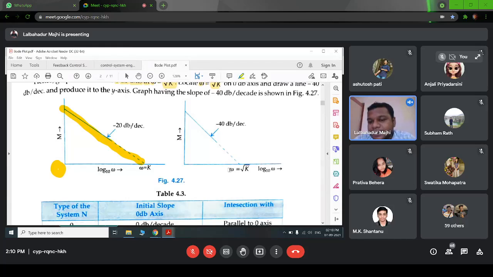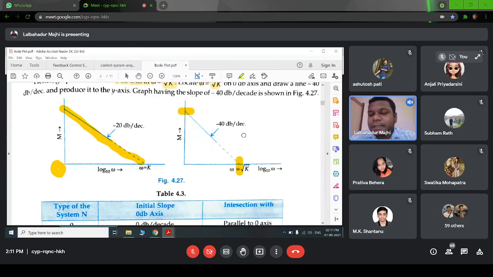Similarly, for a second order system, we have to find omega equal to root of k. Suppose k is 9, the gain value is given as 9, so omega is equal to 3. On the x-axis, we find the value 3, and from that we draw a minus 40 dB per decade line until it intersects the y-axis.